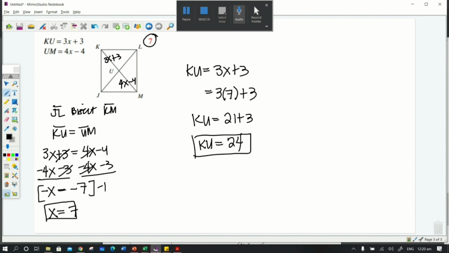Okay? What if the question is, what is the length of KM? So, to solve for KM, notice that since KU and UM are congruent, meaning they have the same measure, we can rewrite it this way. That's twice the measure of KU. Okay? Since KU and UM are equal, we can write it this way. That's 2 times KU, or simply 2 multiplied by 24. So, the measure of KM is 48.